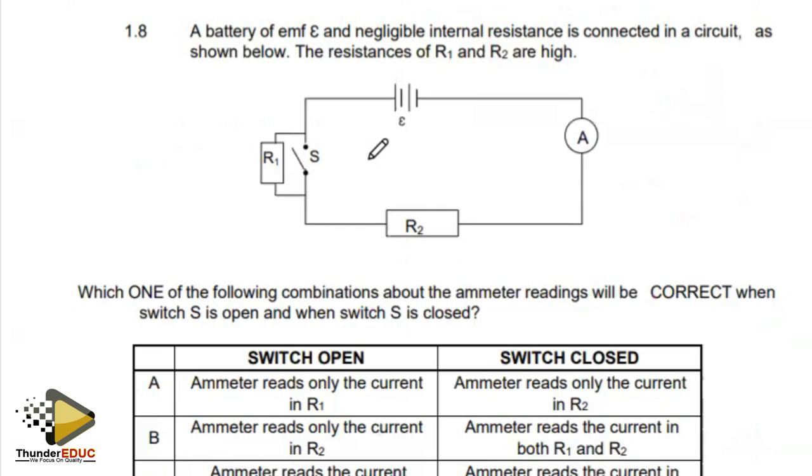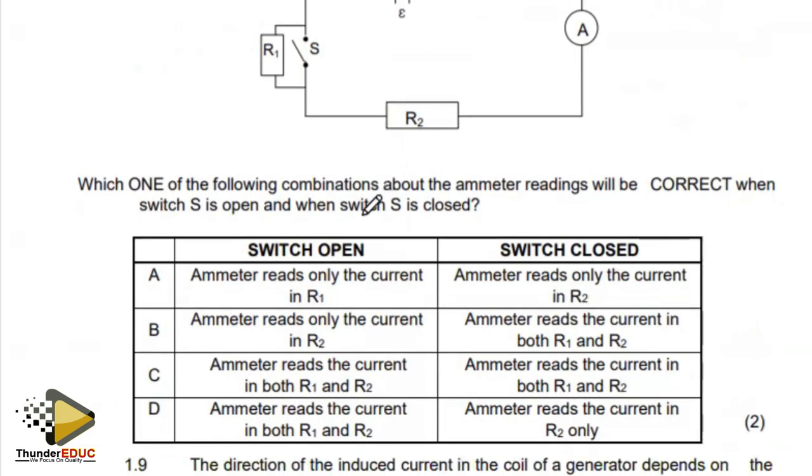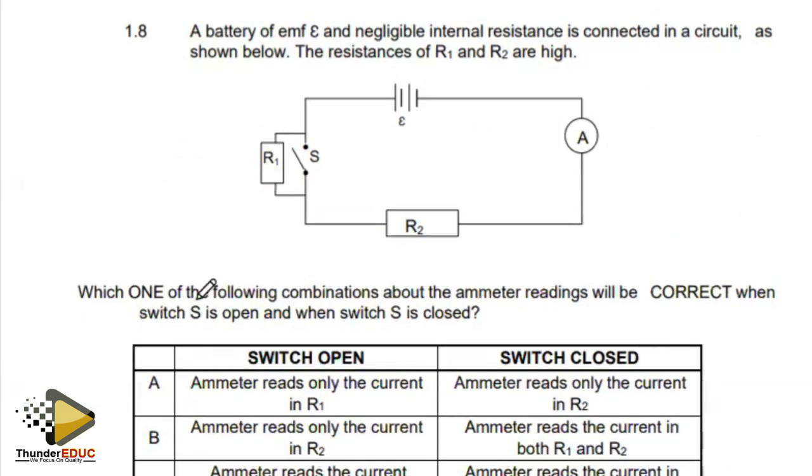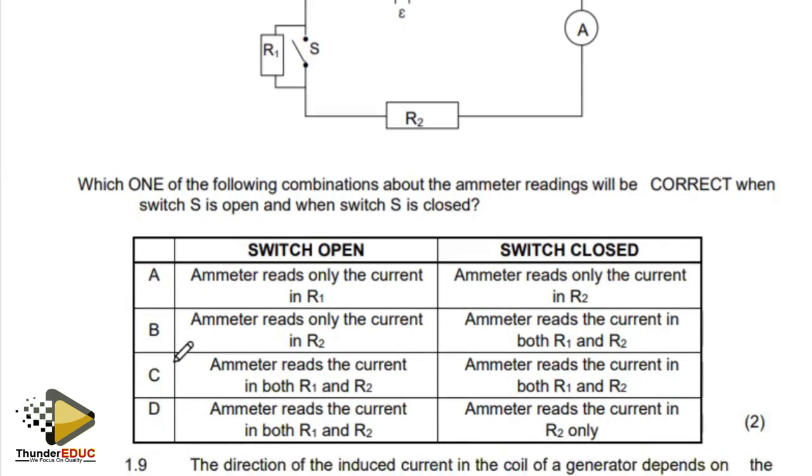1.8 is electricity, a battery of EMF of that and that. Negligible resistance, there's an internal resistance, and so on. So which of the following combination about the ammeter reading will be correct when the switch is closed? Remember, ammeter reading is giving us the value of the amount of electricity that is flowing within the entire circuit. Okay, let's look at option A. Ammeter only reads the current in R1.